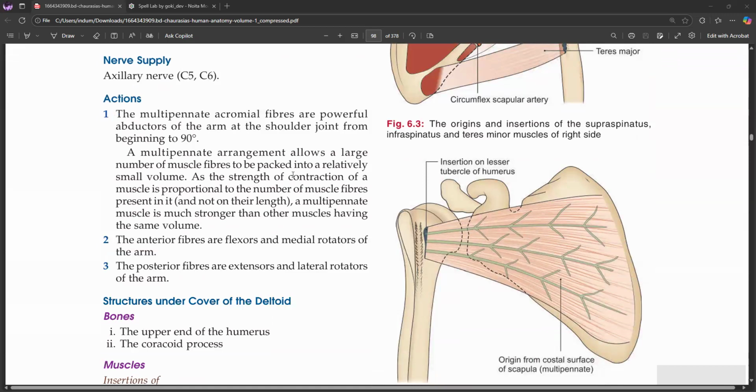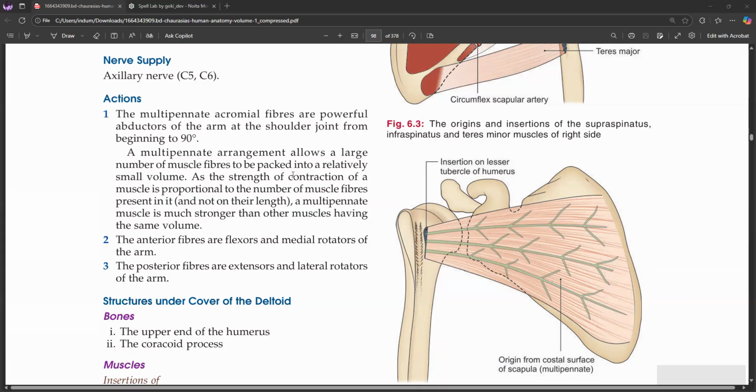The multipinnate acromial fibers are powerful abductors of the arm at the shoulder joint from beginning to 90 degrees. A multipinnate arrangement allows a large number of muscle fibers to be packed into a relatively small volume. As the strength of contraction of a muscle is proportional to the number of muscle fibers present in it and not on their length, a multipinnate muscle is much stronger than other muscles having the same volume.